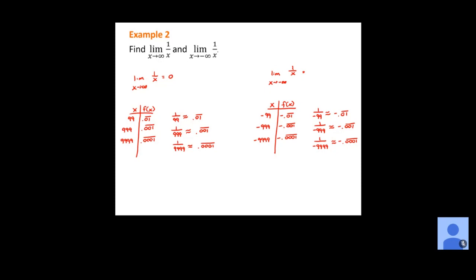So again, hopefully you can see the pattern at this point. What value is that approaching then? Still approaching 0, because these decimals, even though they're all negative now, are approaching 0 from the negative direction, so that limit is still going towards 0. Any questions about that one?